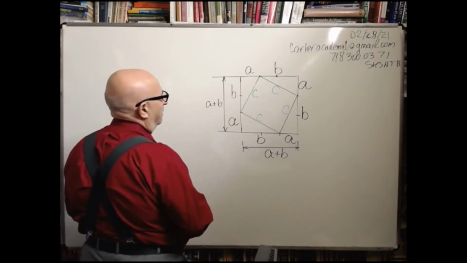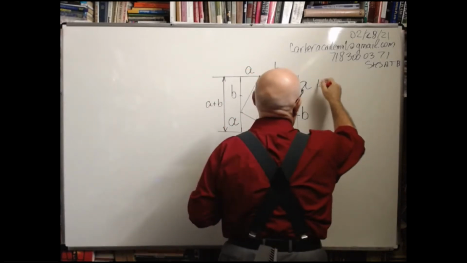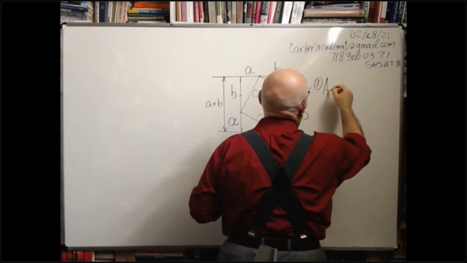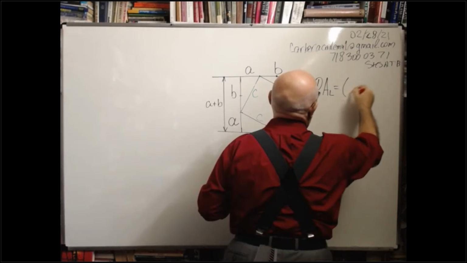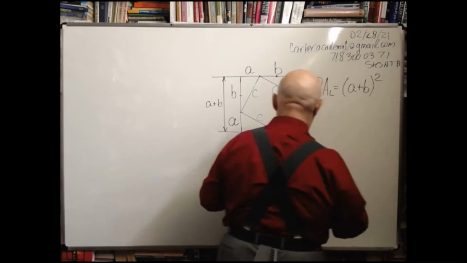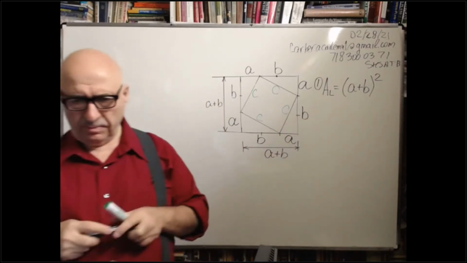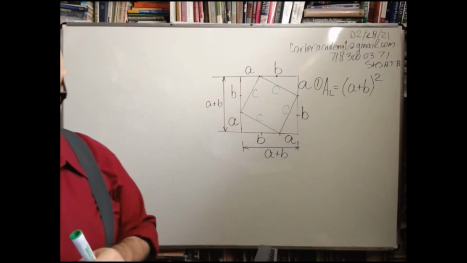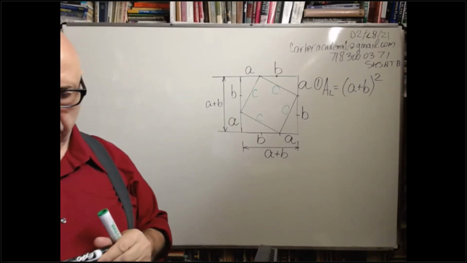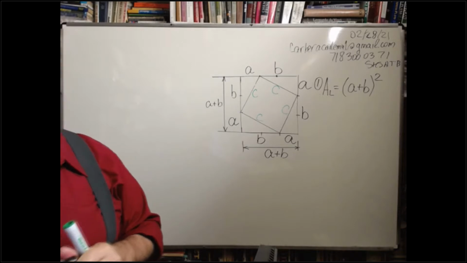I can write here the area of this large square, step number 1. Area large equals a plus b to the second power. Side to the second power. To understand this simple step. Who does not ask me a question? Everybody. Good.